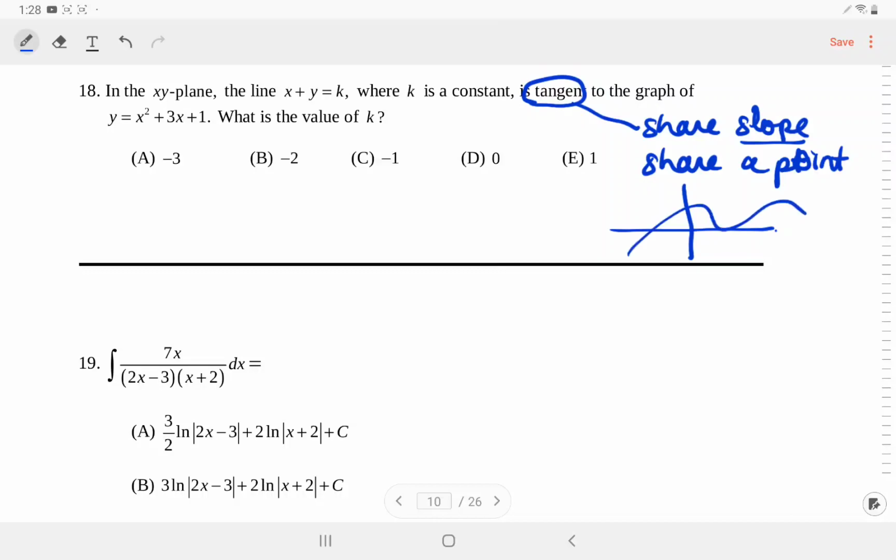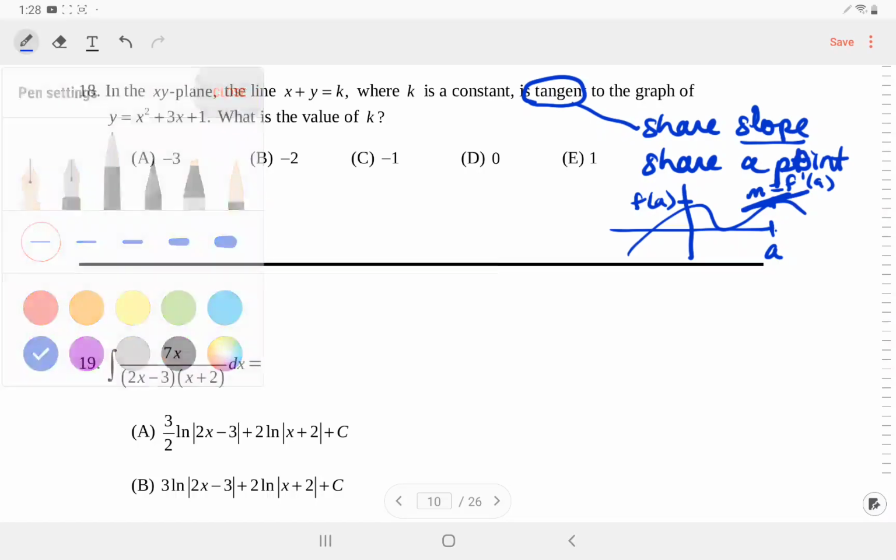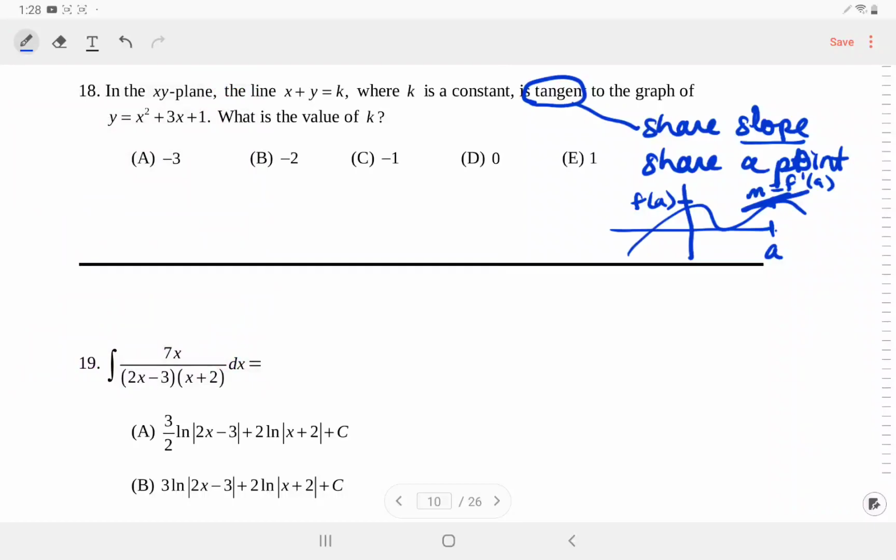So say you had some crazy line shape, and it was tangent to the graph right at this point, A. The y value is shared, and the slope is shared. Now, if it said it was parallel, then that would just mean the slope. So tangent actually means they share a slope and they share a point. When I look at these two, I'm thinking both things need to be true.